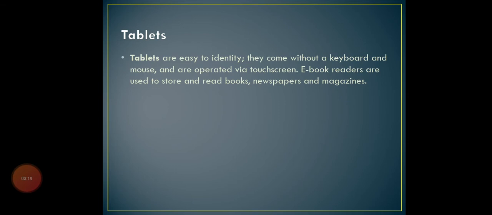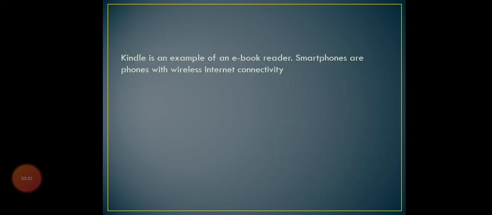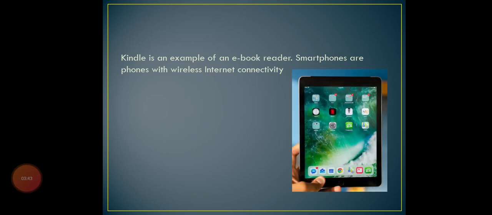E-book readers are used to store and read books, newspapers, and magazines, right? You can see the picture of an e-reader. Kindle is an example of an e-book reader. Smartphones are phones with wireless internet connectivity. You can see this is the smartphone, alright?